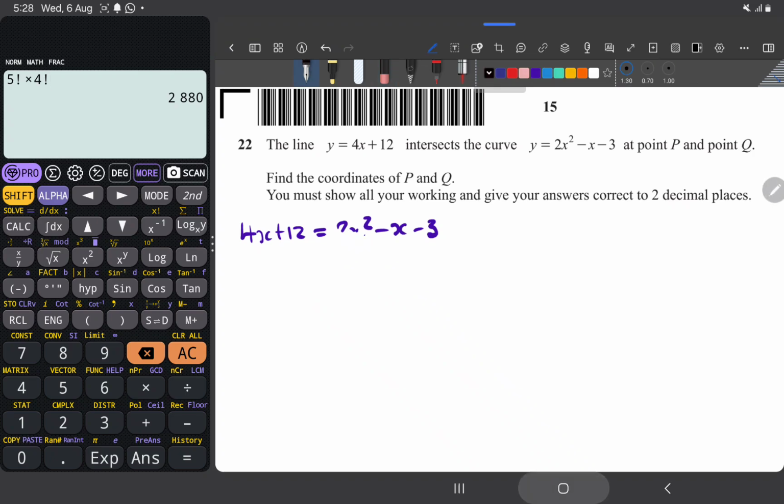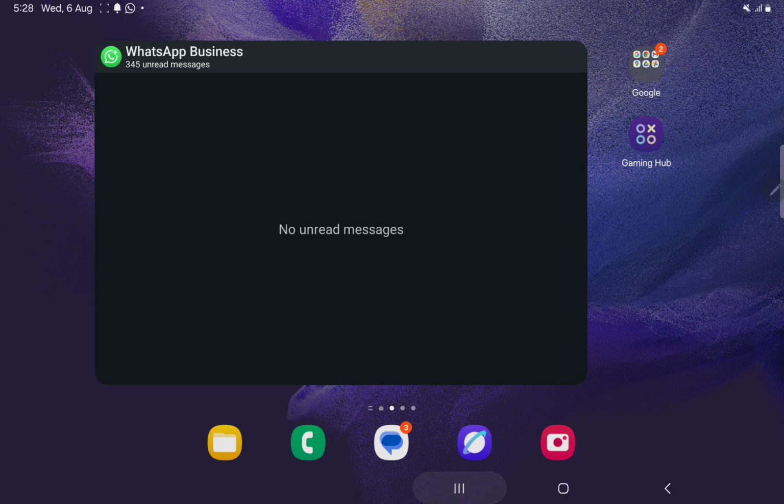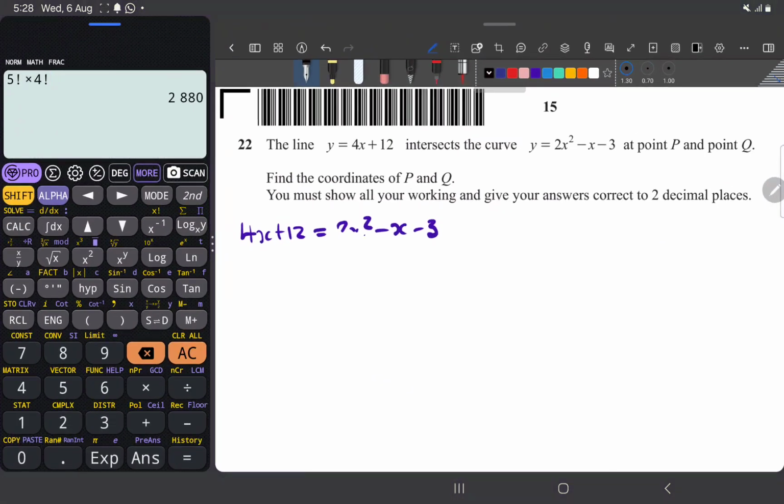It doesn't have to be right or left. I'm giving you the rule here. You make sure that the x squared term is positive, which it is on the right. So everything goes to the right. We remain with 0 here. We have 2x squared minus x minus 3, then the 4x plus 12 comes as minus 4x minus 12.